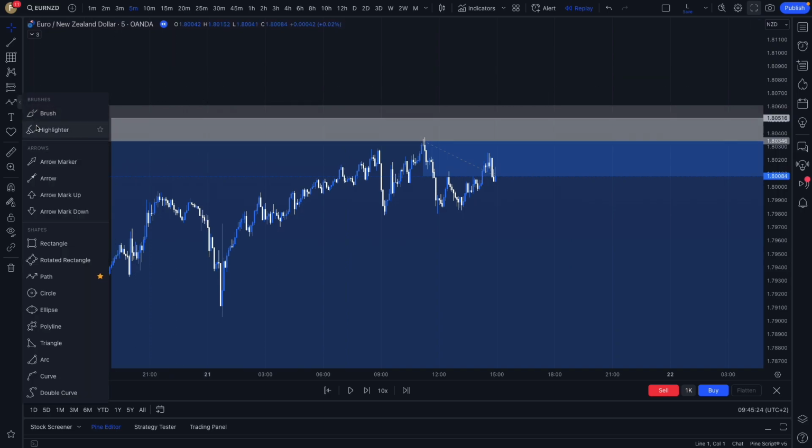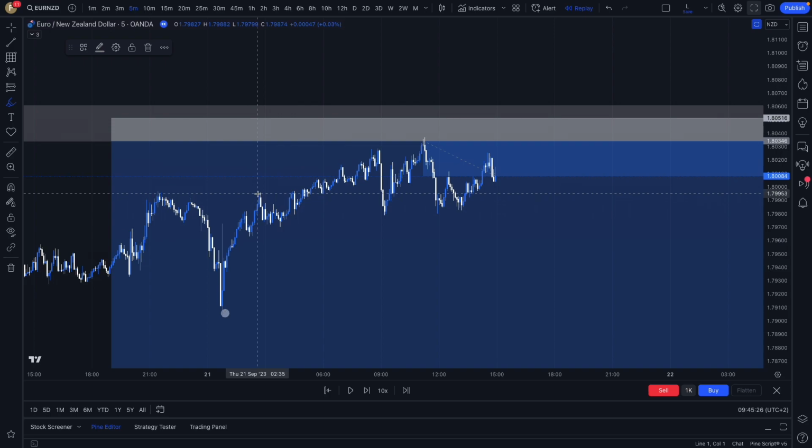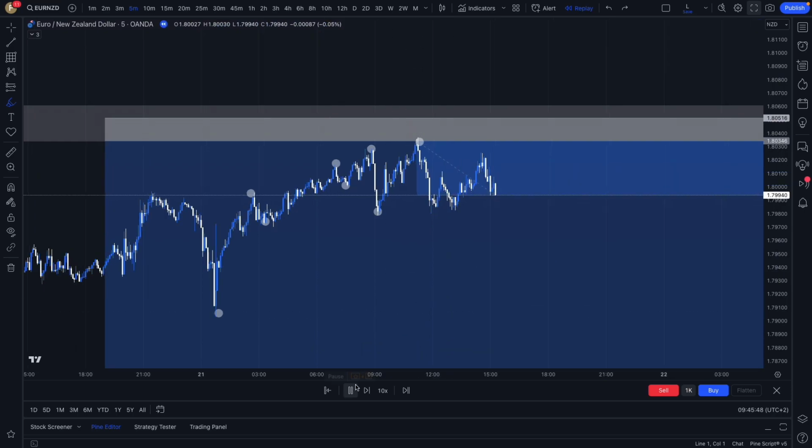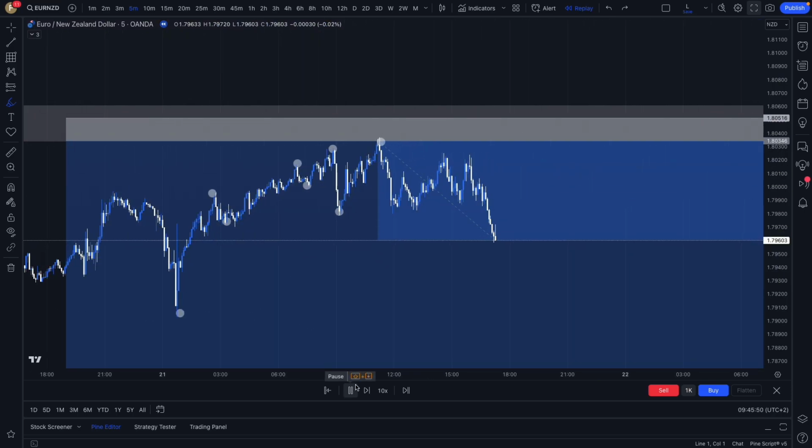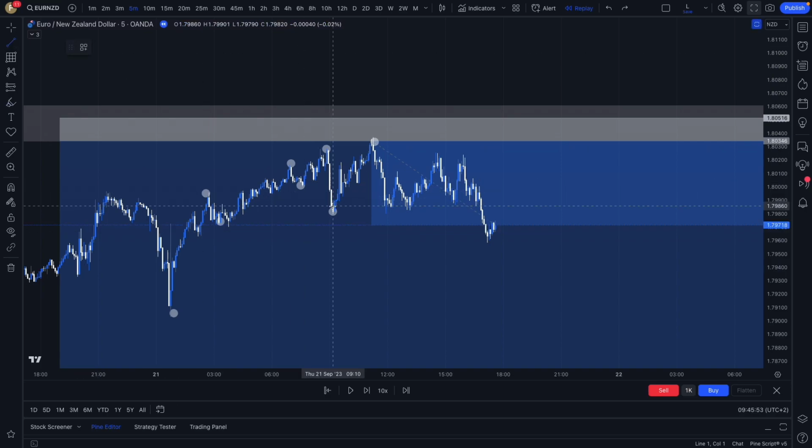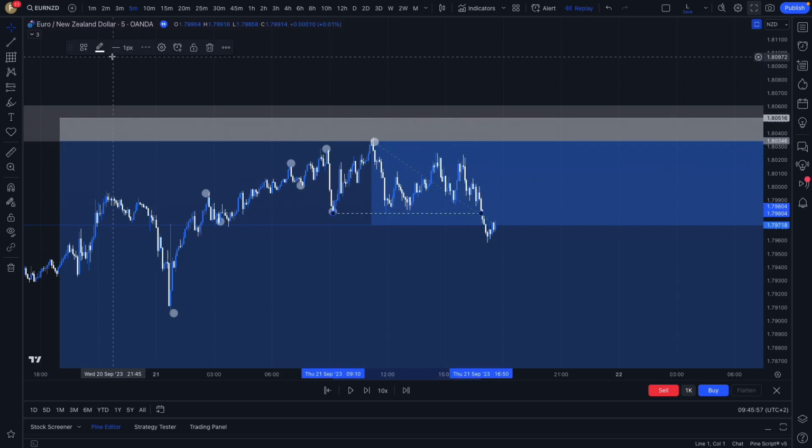We see price made a low, a high, a higher low, a higher high, higher low, higher high, then a lower low, but price didn't mitigate our supply zone yet, so this was not a valid change of character. Then it made a higher high again and liquidated this high. Now we are expecting to see this low get taken out, so let's see what price does. Price breaks the low and gives us a change of character.